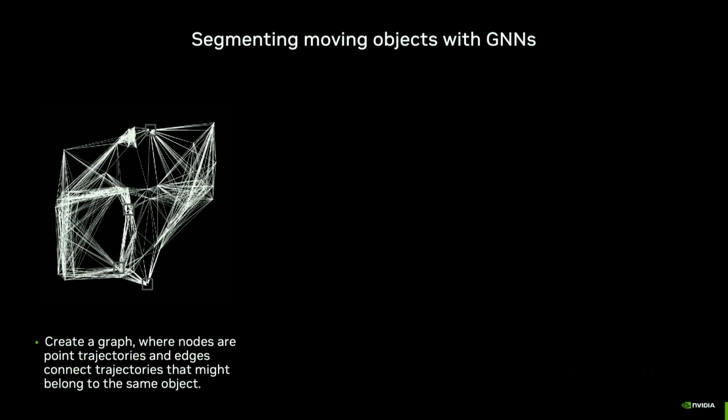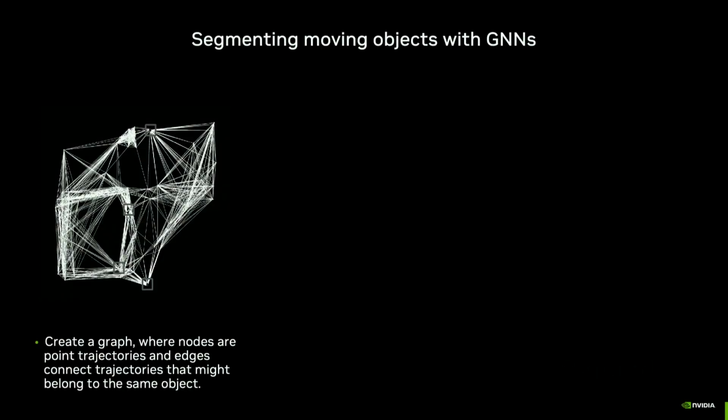But I think the interesting part here is that you can actually learn to cluster using graph neural networks, right? So what we're going to do is create this graph where the nodes are point trajectories. Remember that we pre-process the LiDAR sequences. We obtain scene flow. So we do have some sort of trajectories for the LiDAR points. And then the edges are going to connect trajectories that might belong together or not, right? This connectivity says, these are all the possible connections between point trajectories.